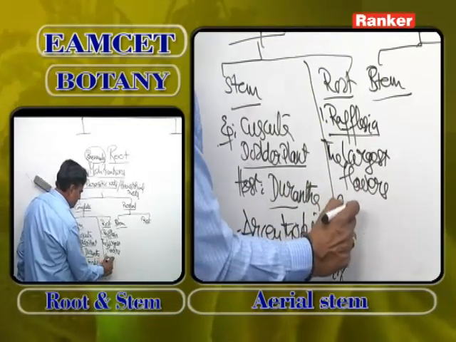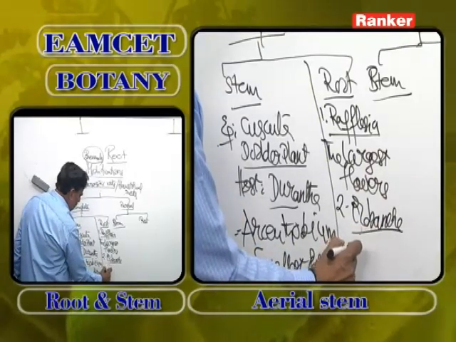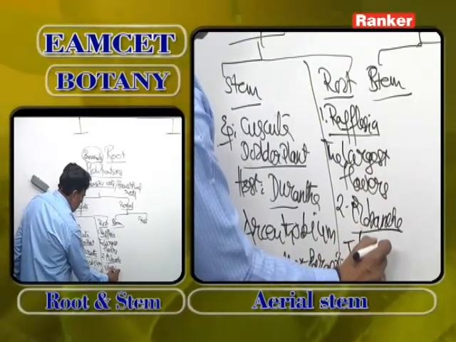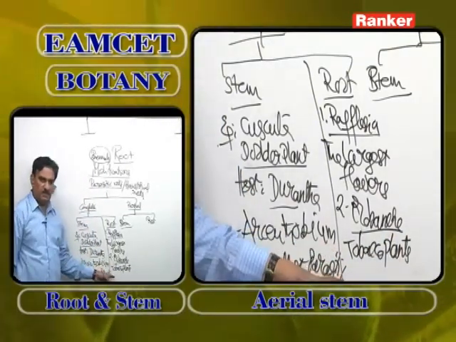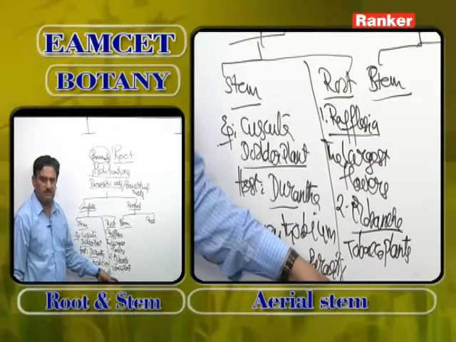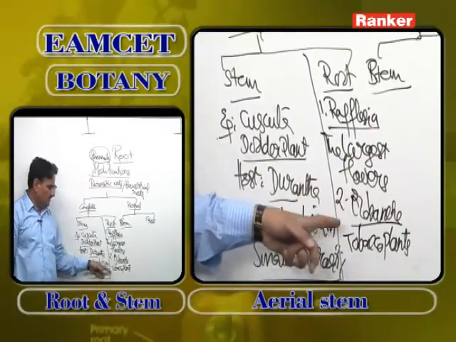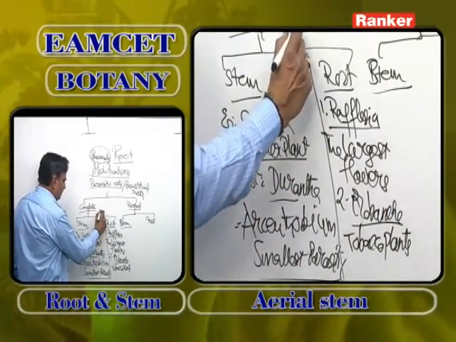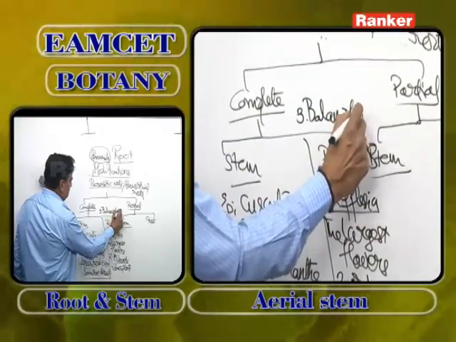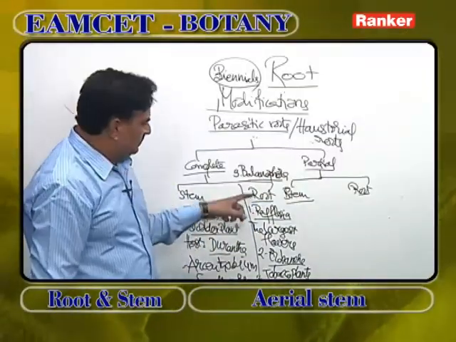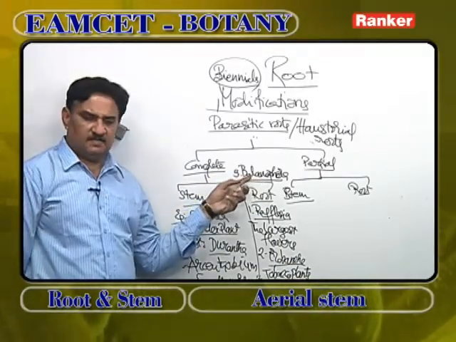Then Orobanche grows only on tobacco plants. This is an important bit. Orobanche grows only on the roots of tobacco plants. There is another complete root parasite called Balanophora. The speciality of Balanophora is that it is a complete root parasite with scale leaves. These are all important for EAMCET.